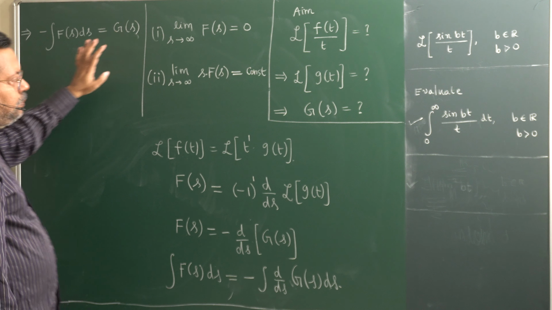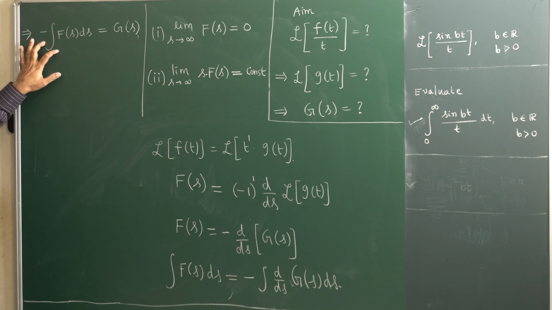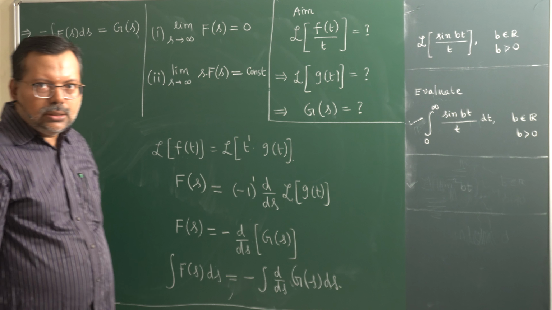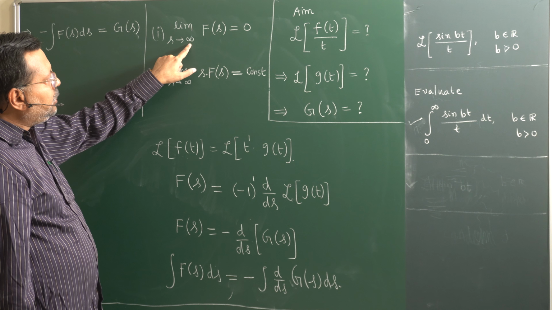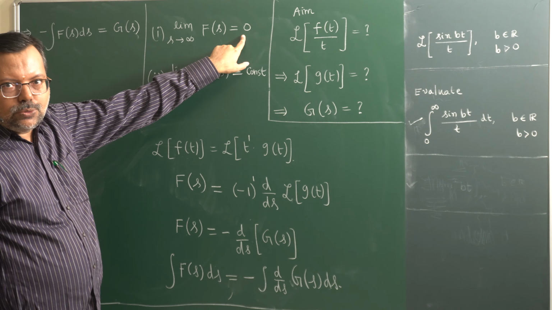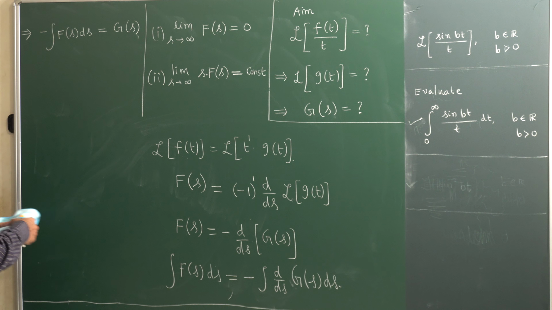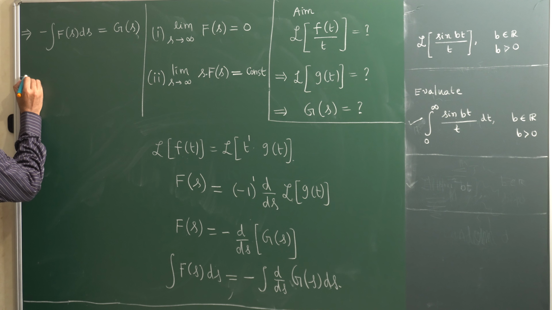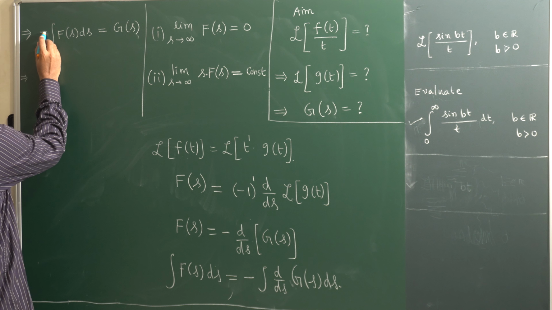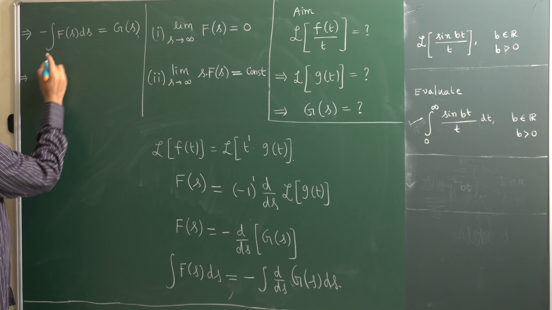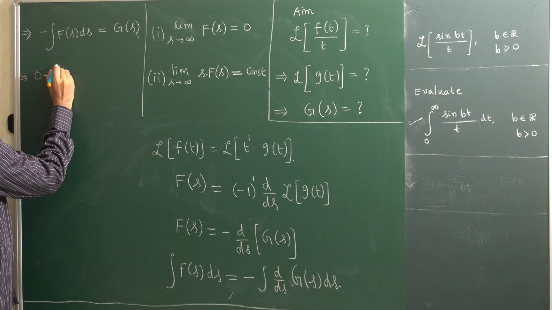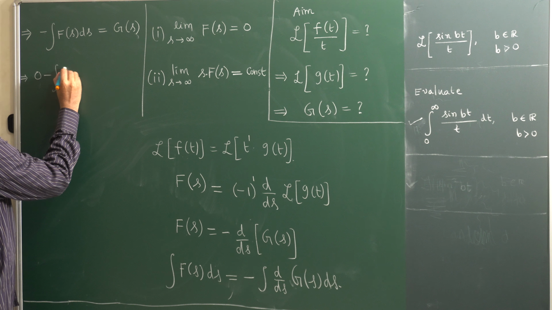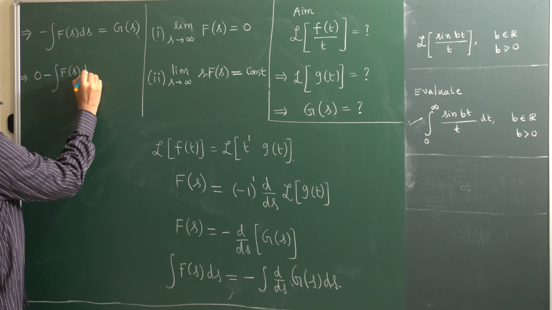This particular condition we are trying to impose on the left hand side, because on the left hand side you have an integration, and there we are going to use this property that in the limit of s tending to infinity, f of s is 0. How to use that? Let us see. How to use is very easy. The idea is like this. There is a minus here. This minus of integral is nothing but 0 minus integral f of s ds.